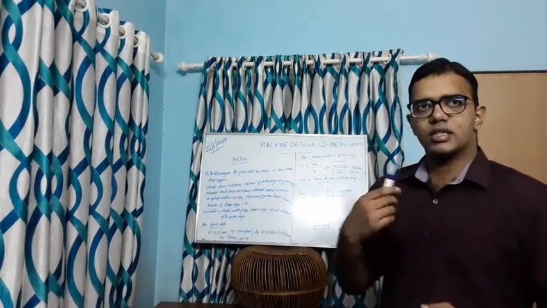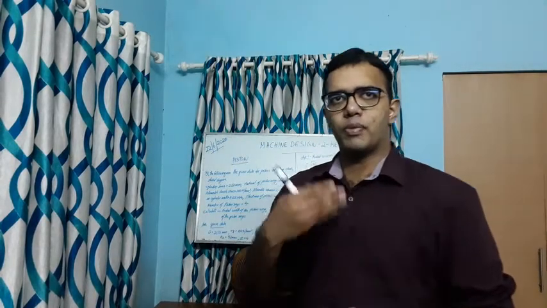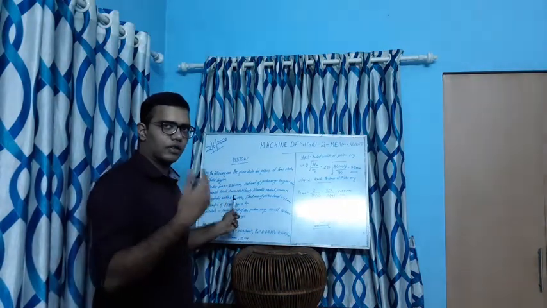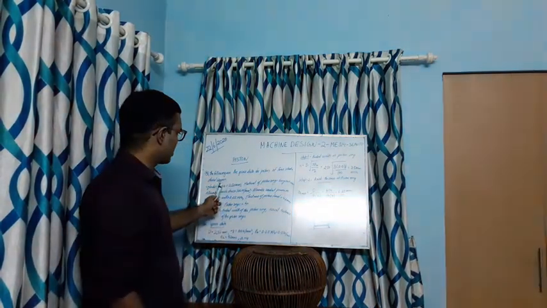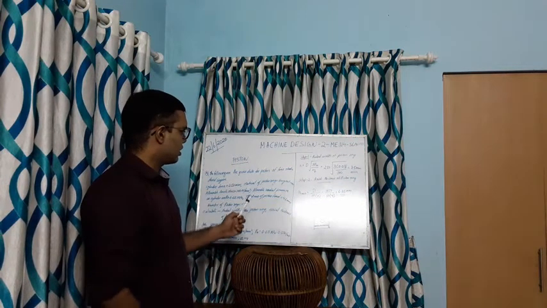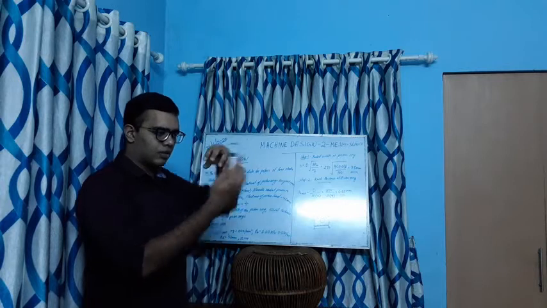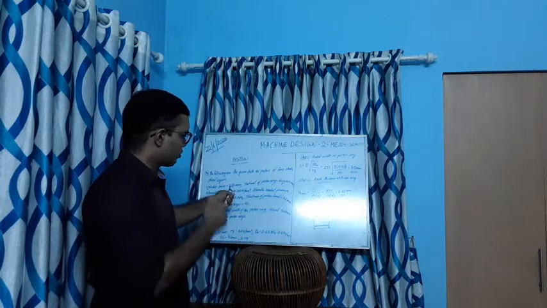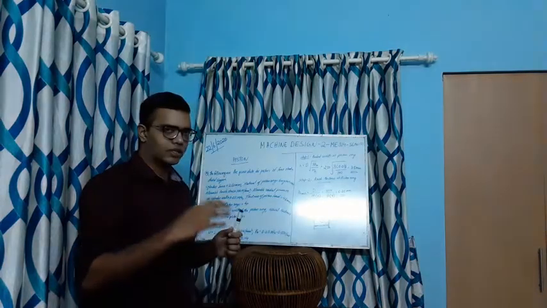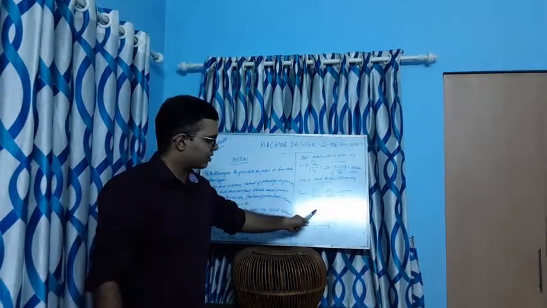Now let's discuss a problem on the design of a piston. The following are the given data for the piston of a 4-stroke diesel engine. The cylinder bore is around 250 mm. The material of the piston ring is grey cast iron.